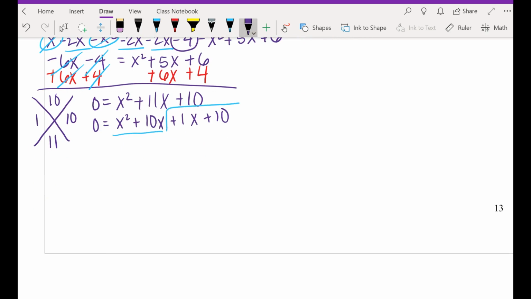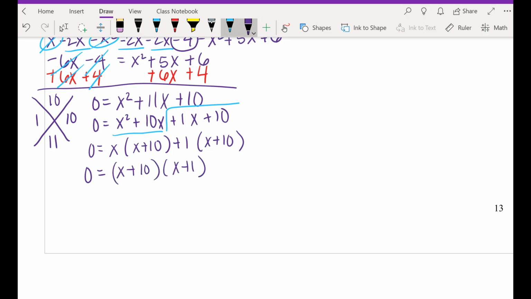Then factor by grouping. So 0 equals, take out an x, so you're left with an x plus 10. Over here, take out a positive 1, so you have an x plus 10. So your two factors are x plus 10 times the quantity x plus 1. Let's take each factor and set it equal to 0. x plus 10 equals 0, x plus 1 equals 0. So your two solutions are negative 10 and negative 1.